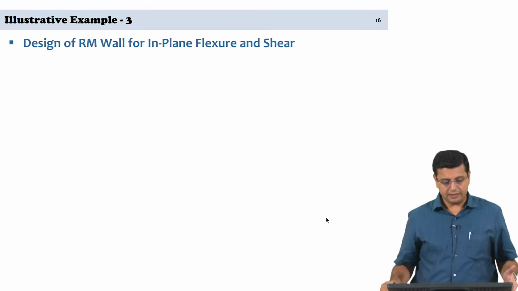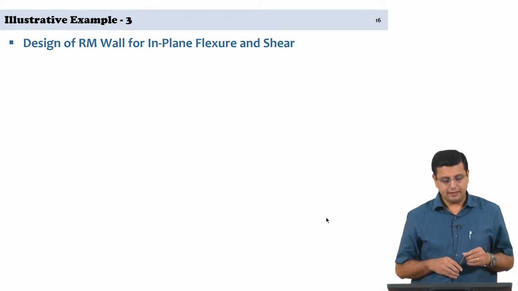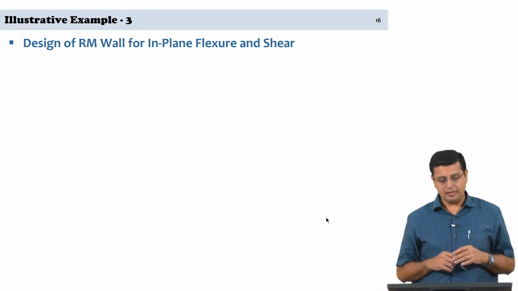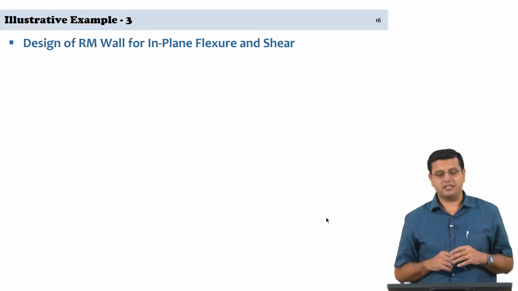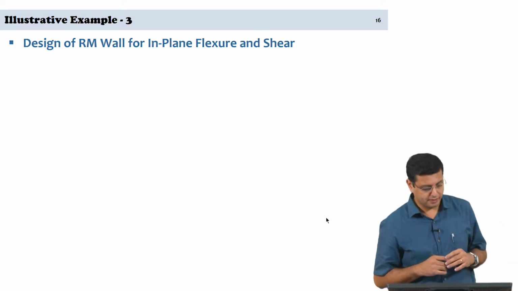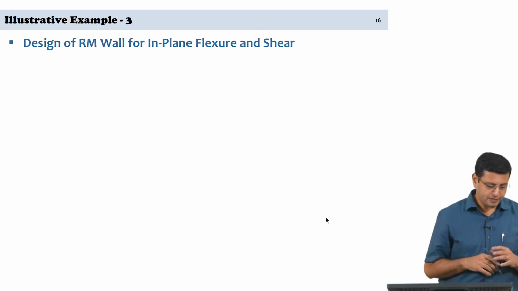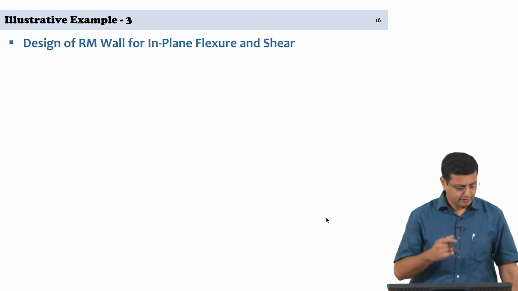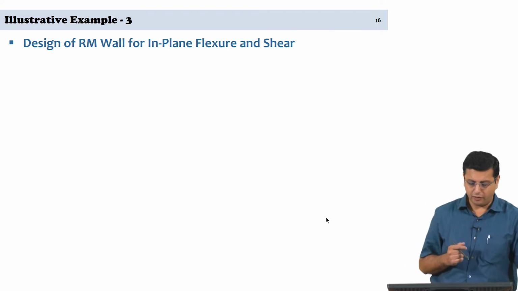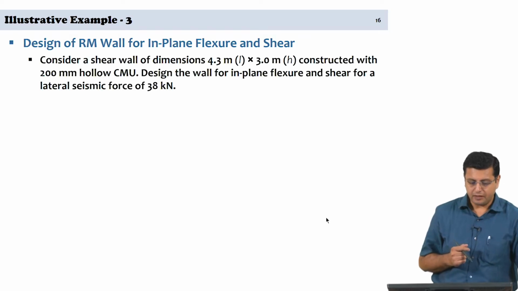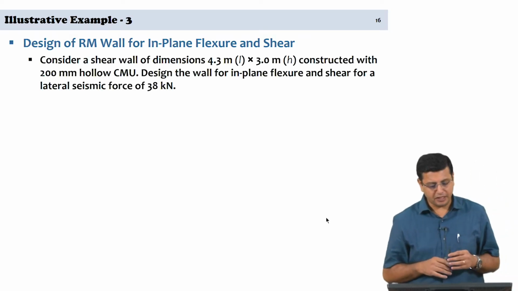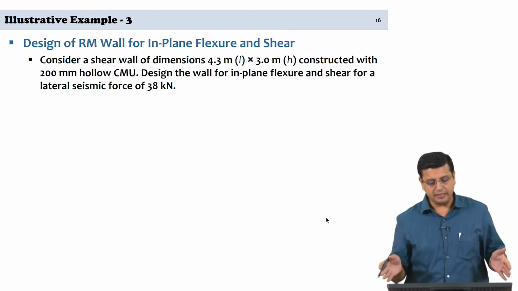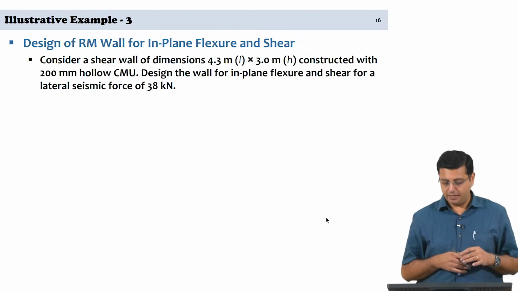Okay, the third illustrative example that we are going to be looking at deals with the in-plane flexure and shear design of a reinforced masonry wall. So, this is specific to component design that we will be looking at, particularly for in-plane flexure and in-plane shear. So, let us consider a shear wall of dimensions 4.3 meters in length and 3 meters in height.